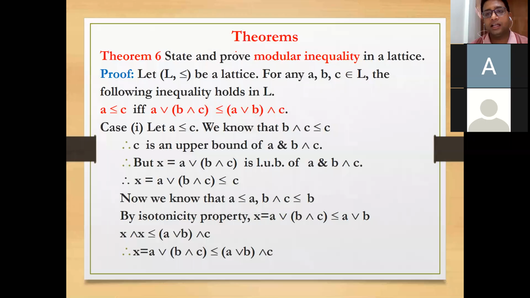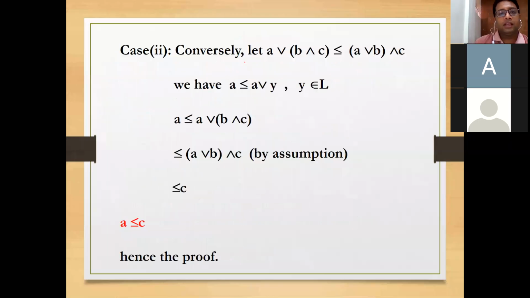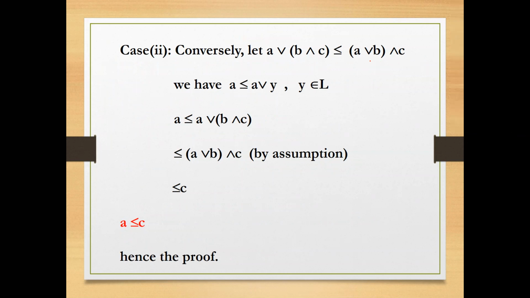of the theorem. Now the converse part. Conversely, let A join B meet C be less than or equal to A join B meet C. So in the converse part we suppose this, and we have to prove A less than or equal to C.